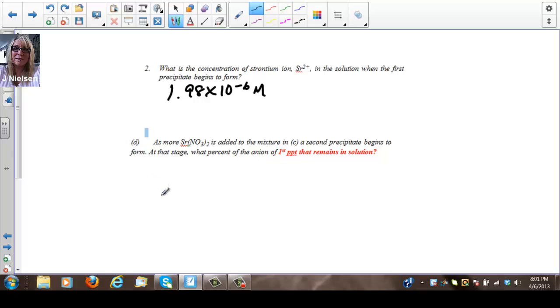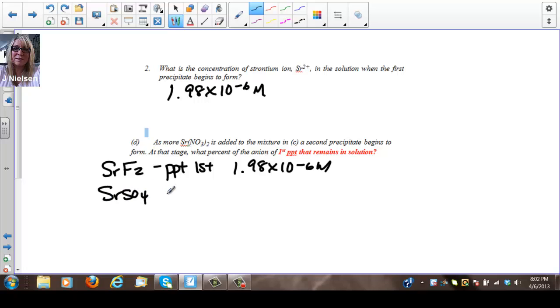As more strontium nitrate is added to the mixture, a second precipitate begins to form. At that stage, what is the percent of the anion of the first precipitate that remains in solution? So, just so I know what we had, SrF2, and the precipitate first formed when the concentration was 1.98 times 10 to the minus 6 molar, and the SrSO4 would precipitate second, and that won't happen until it gets to 7.6 times 10 to the minus 6 molar.